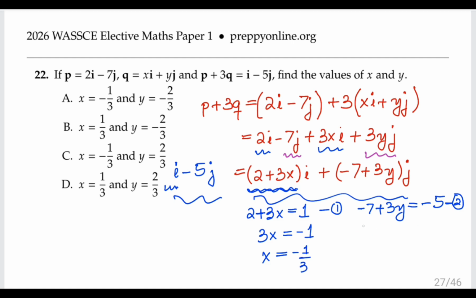And then over here, what do we have? We have 3y is equal to 7 minus 5, which is 2. So y equals 2 over 3. So looking at the answer options, what do we have? We have C being x equals minus 1 over 3 and y equal to 2 over 3. So that's our answer.